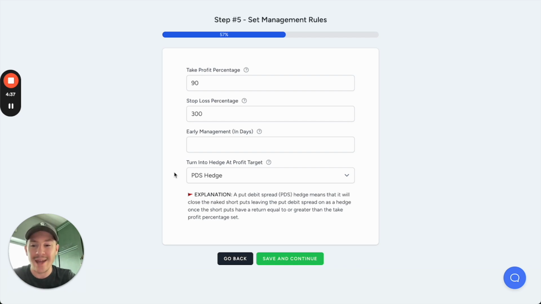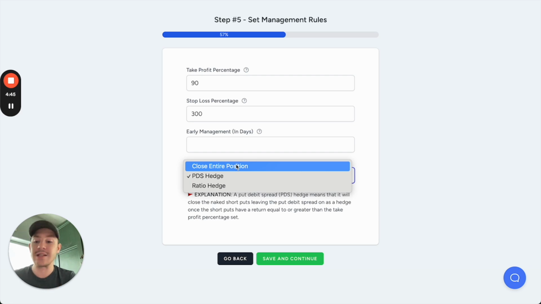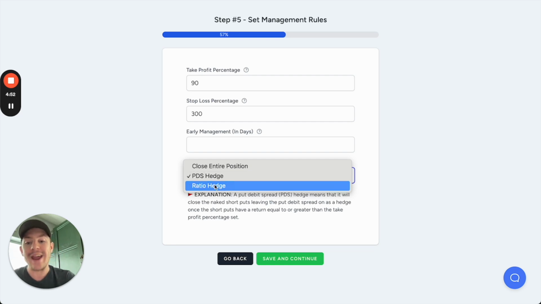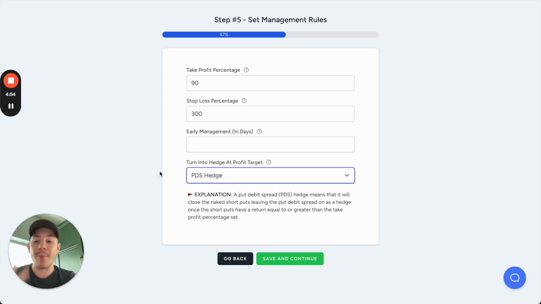Now, something else about this options auto trader is that it's built for 112 traders by 112 traders. What I mean by that is you can actually automatically turn your 112 into a hedge when it hits this take profit target. So again, I can either close the entire position once it's at 90% profit, I can turn it into a PDS hedge, or I can turn it into a ratio hedge just by changing these. By default, a PDS hedge, or put debit spread hedge, is great, so I'll leave that. So once my trade hits a 90% take profit target, it will close the naked puts and keep on my put debit spread for the put debit spread hedge.